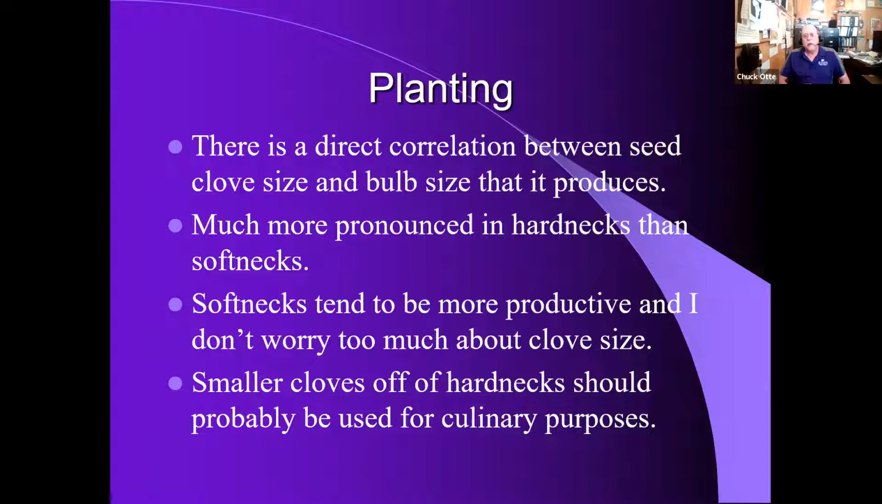There's a direct correlation between seed clove size, when we often talk about seed clove or seed stalk, and it's not really seed, but the clove size and the bulb that it produces, especially with hardnecks, especially with those hardneck cultivars. Soft necks tend to be much more productive. I plant them, I don't care what size they are. I have planted small hardneck cloves, and they do produce smaller bulbs. So smaller cloves off of hardnecks should probably be used for culinary purposes only.